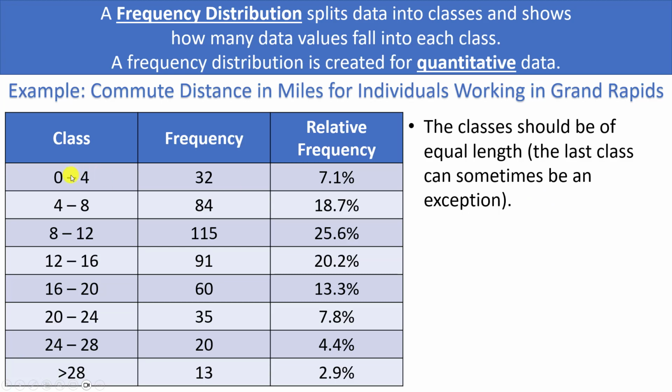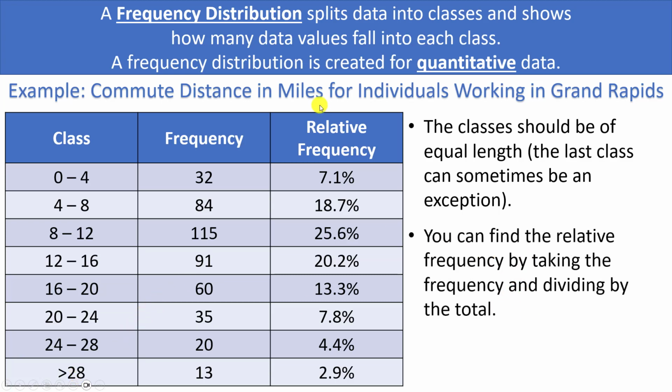So what I mean by that is going from one class to the next, we're really jumping by the same number. So from 0 to 4, we're going up 4, add 4 again to get to 8, 12, 16, etc. And the one exception might be the last class, and this one has maybe more numbers in it because it's a catch-all for all the remaining values. And then, as I've already mentioned, you can find that relative frequency column by simply taking each frequency and dividing by the total.